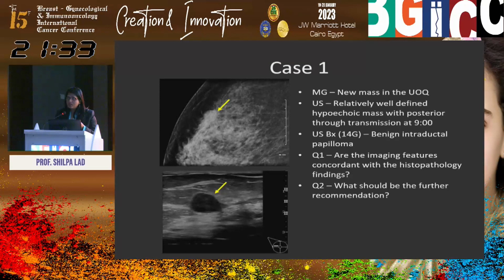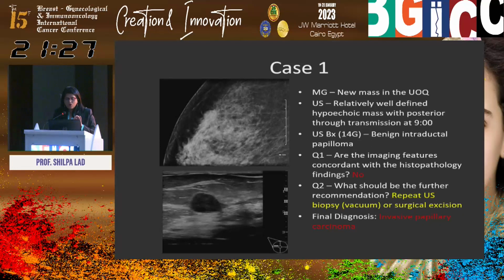Considering the appearance on the mammogram with the peripheral spiculations, we decided that the histopathology features are not concordant. We should repeat a biopsy with at least a 10-gauge vacuum assisted so that we have a bigger chunk, or send the patient for a surgical excision biopsy. In this case, the final histopathology came as invasive papillary carcinoma.